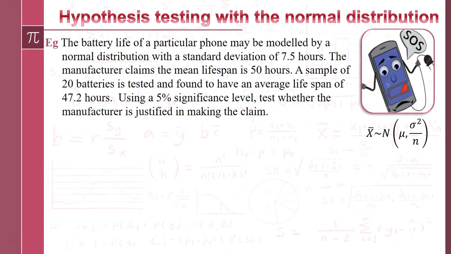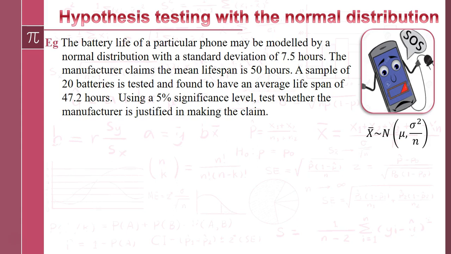So what we've got is mobile phones again, and we're told they're modeled with a normal distribution. It has a standard deviation of 7.5 hours, and the manufacturer is claiming a mean lifespan of 50 hours. We're going to test that claim of 50 hours by taking a sample. A sample of 20 batteries are tested, and it turns out the average lifespan for that particular sample is 47.2 hours.